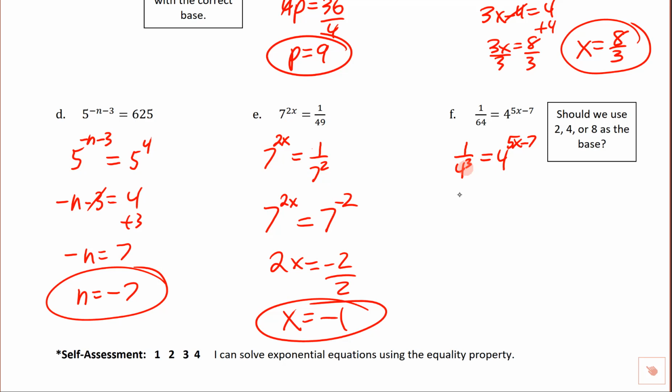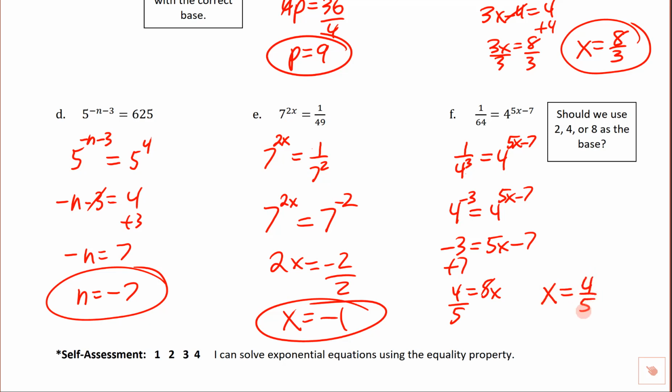So just like we did here, we're going to go from bottom to top. That's going to change the sign of the exponent. So we've got 5x minus 7 here. Once we've got the bases the same, then the exponents have to be the same. So negative 3 is equal to 5x minus 7. We're going to add 7. That's a 4 equals 5x. We're going to divide by 5, and we get x equals 4/5. So we're all set to go.